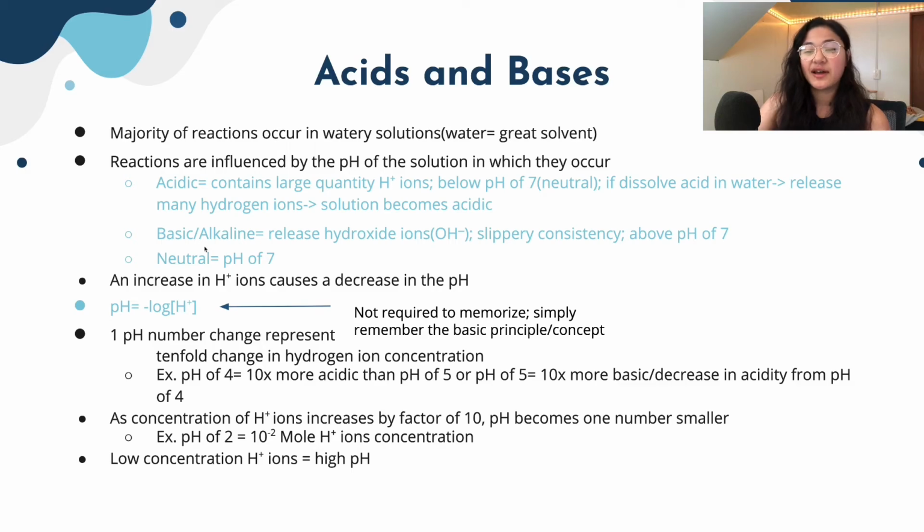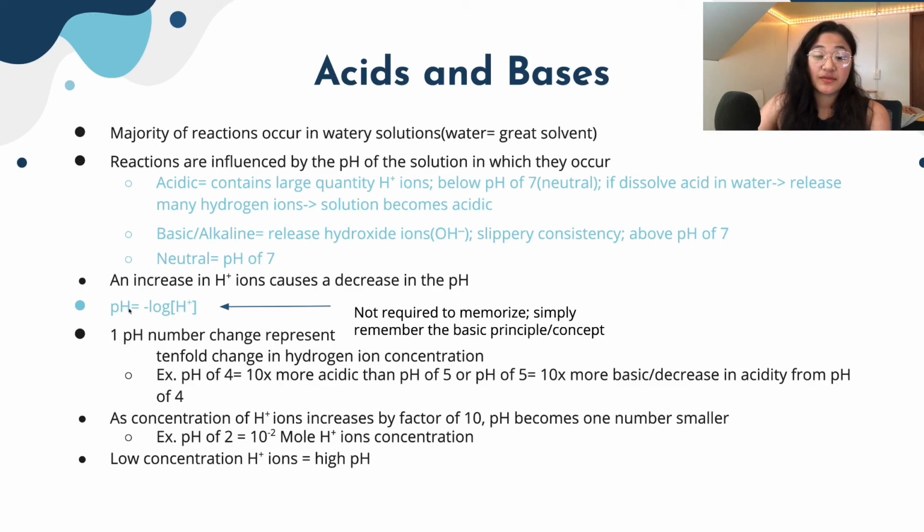Basic, or alkaline, depending on how fancy you want to be with your terminology, releases hydroxide ions, or OH negative ions. It has a slippery consistency and a pH above 7, and again, neutral would be a pH of 7. I'm not going to make another Switzerland joke, but yeah, okay, there you go. And an increase in H+ ions causes a decrease in the pH.